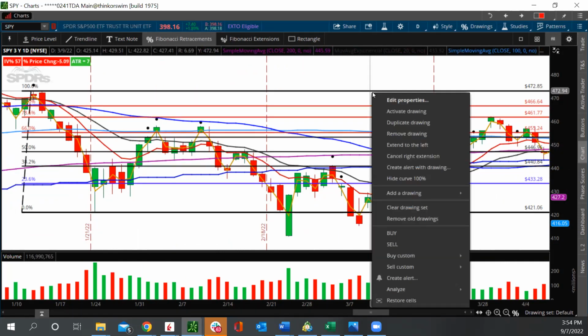All right, let's now take a look at a bullish. Let's try to find a bullish example.